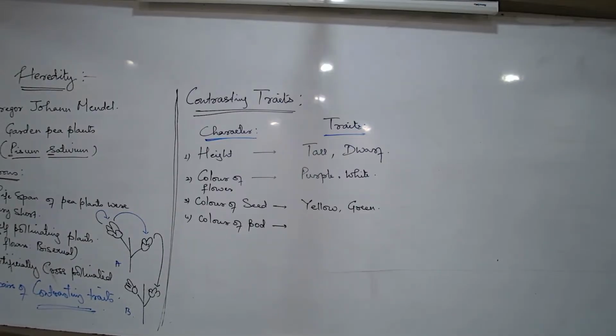One more thing. This is very common. All of you come across this. What is called the pod? This is known as the pod, the fleshy leaf-like structure. That is called the pod. Okay. Now that you are writing down, you should understand what you are writing. Now let us talk about the 7 pairs of the contrasting traits. What are the 7 pairs of the contrasting traits?